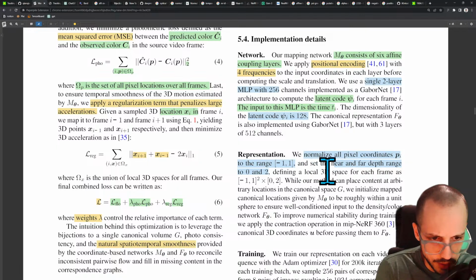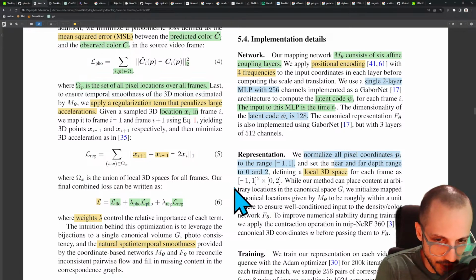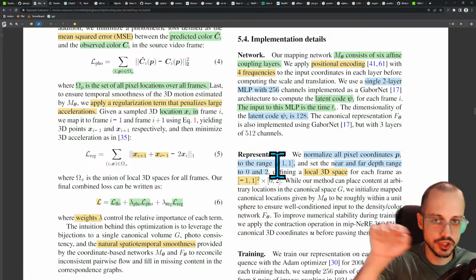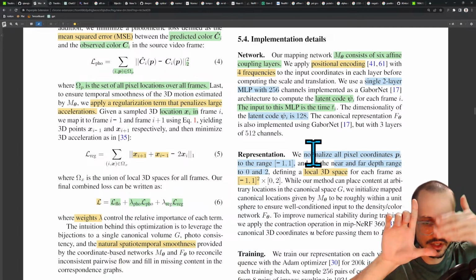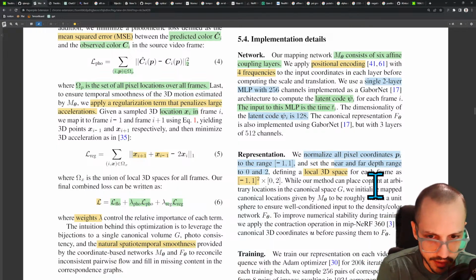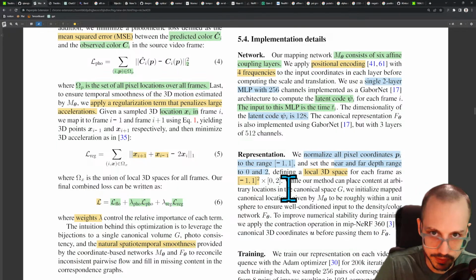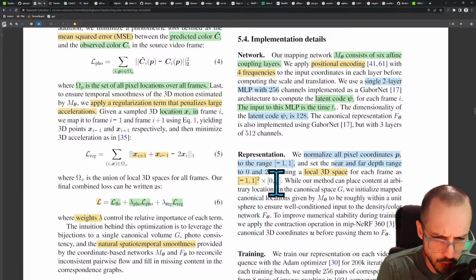Local 3D space in each frame as -1 to 1 times 0 and 2. So basically the local 3D space, this quasi 3D space, is -1 to 1 on the X and Y, the width and the height of the image. And then there's this depth of 0 to 2, sorry. I don't know why they didn't do 0 to 1. Why 0 to 2? Don't you feel like it should have been 0 to 1?